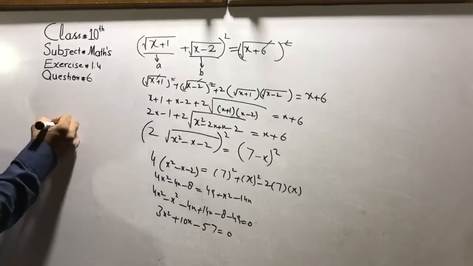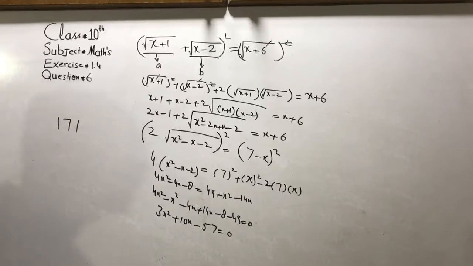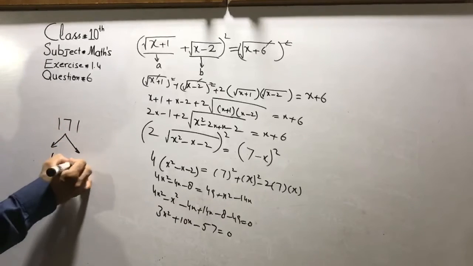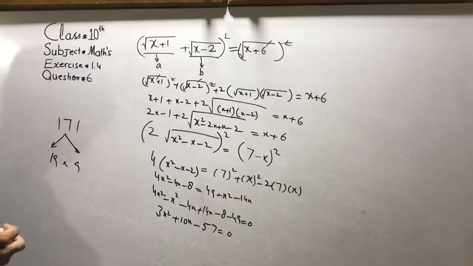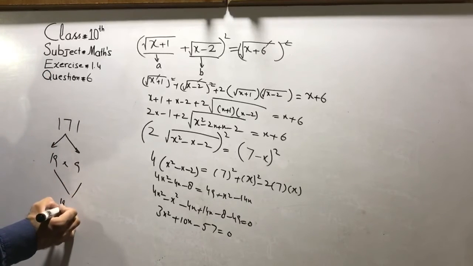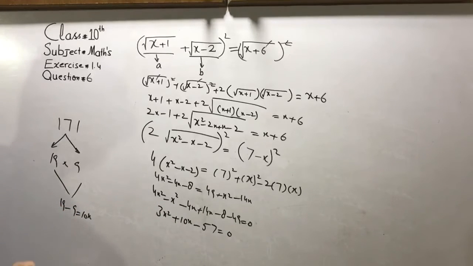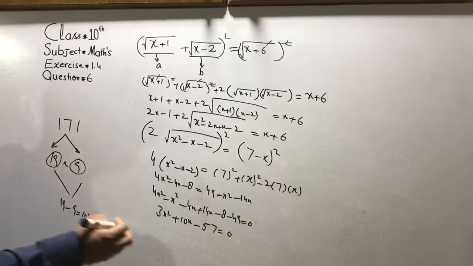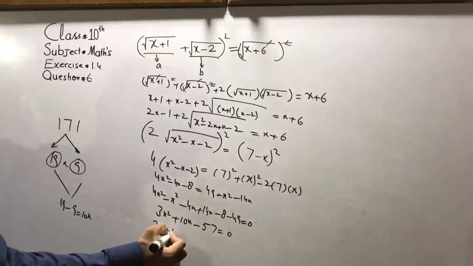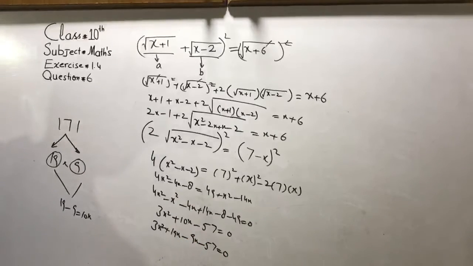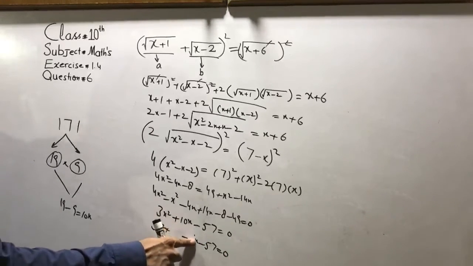So we have to break 171 into two parts. And students who memorized the table of 19 will understand well when 171 comes. 19 multiplied by 9 we get 171, and if we subtract 19 minus 9 we get 10x. So the two numbers are 19 and 9. Here we get 3x square plus 19x minus 9x minus 57 is equal to 0. Or you can write minus 9x first.